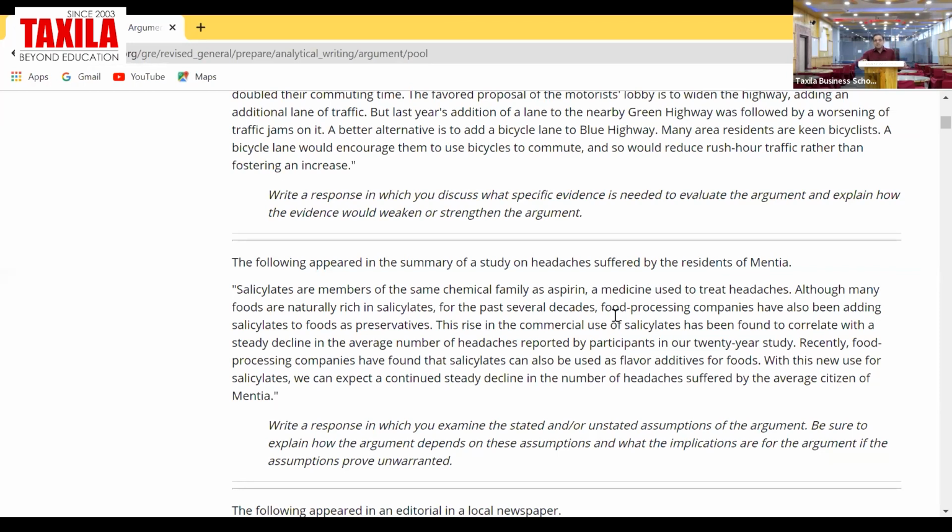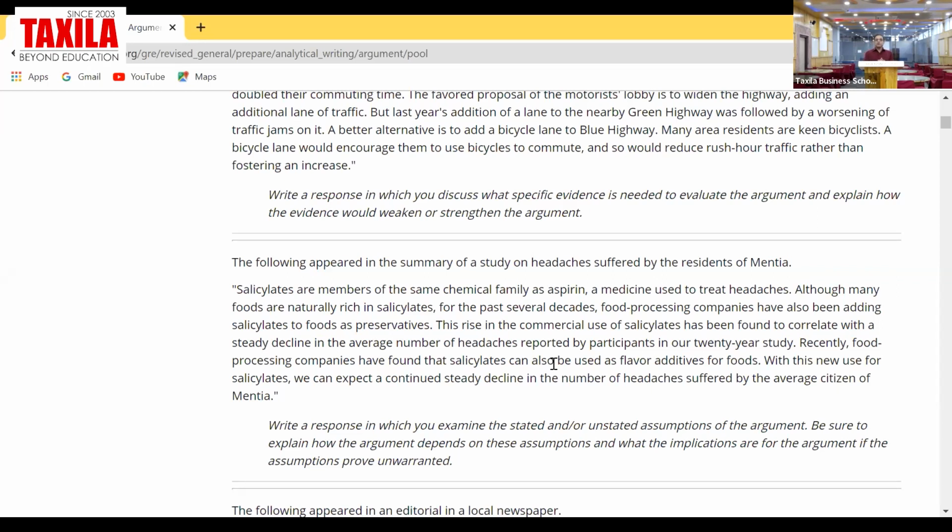The rise in the commercial use of salicylates has been found to correlate with the steady decline in the average number of headaches reported by the participants in our 20-year studies. So he is saying that in 20 years, two things have correlated. First, the number of headache cases has declined, and second, there was an increase in the salicylates processing units. So ultimately, they were putting in salicylates in a lot of commercial uses.